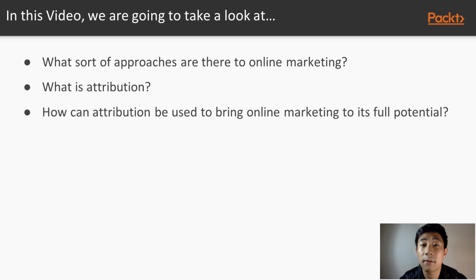So here we're going to cover a lot of background when it comes to different ways that online marketing can be approached. So one question we will answer is, what sort of approaches are there to online marketing? What is attribution, and why is it so important when it comes to really being able to understand the results of our online marketing efforts? And then the third point is, how can attribution be used to bring online marketing to its full potential?